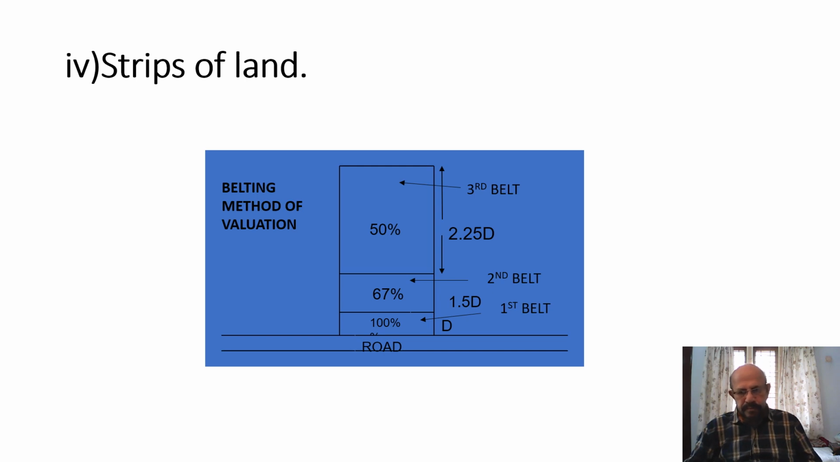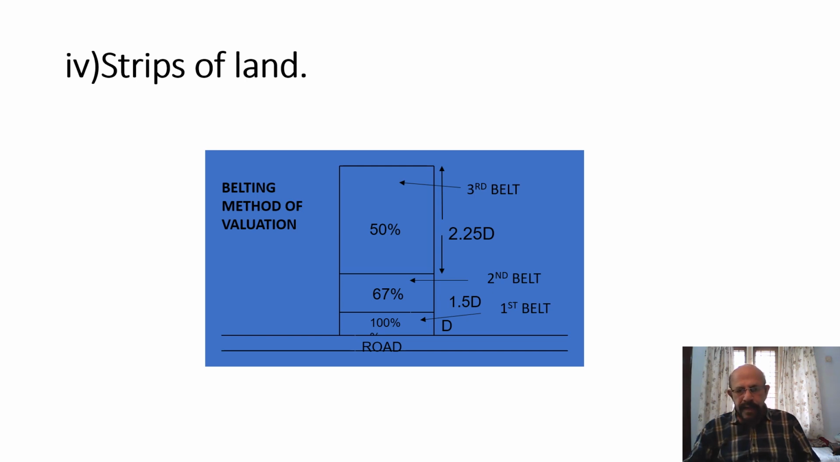Strips of land. Strips of land means the width is so short and depth is too long. So this is called a strips of land, and here the valuation is done by belting method of valuation. In that, the first portion, the depth is equal to D, which has got the road access, will get 100% of the market value.